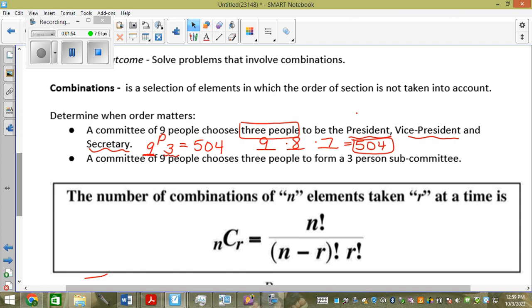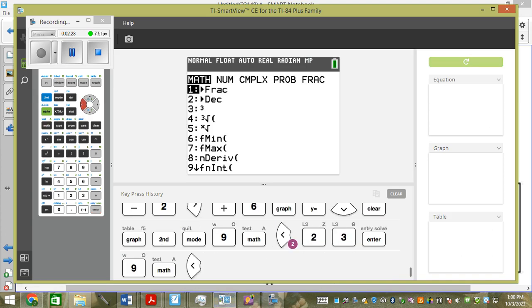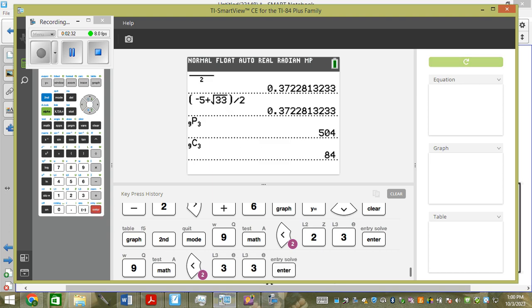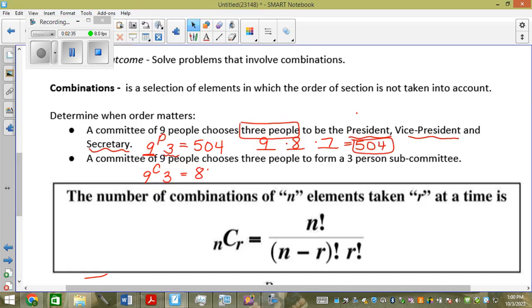The next example, however, is a committee of 9 people chooses 3 people to form a 3-person subcommittee. You're picked first, second, or third. Does it change your outcome? No. So it's a combination, and I would go 9C3. Type that in, because order doesn't matter. It's going to be a much smaller number when order doesn't matter. Everyone's typing into their calculator to know where it is. So 9, math, over to probability, number 3, and then 3. 84. So it's much smaller. And the reason why is order doesn't matter which way you're picked. So if order doesn't matter, you're going to get fewer results. So C's are smaller.